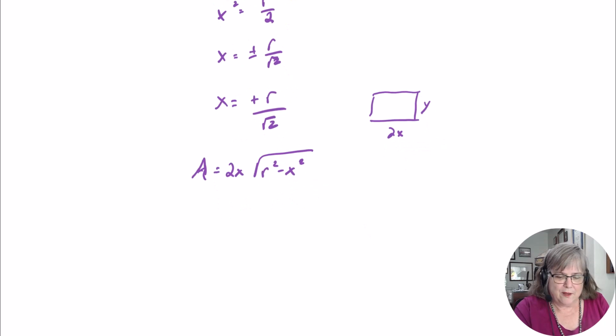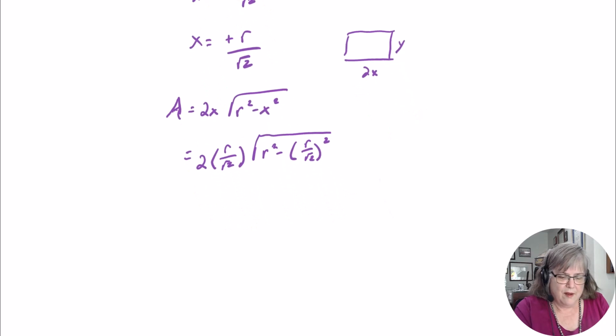And so we can substitute this in and say this is 2 and x is r over the square root of 2, times the square root of r squared minus another x, which is (r over the square root of 2) squared. So this is 2r over the square root of 2 times the square root of r squared minus r squared over 2, because this square affects the numerator and the denominator.